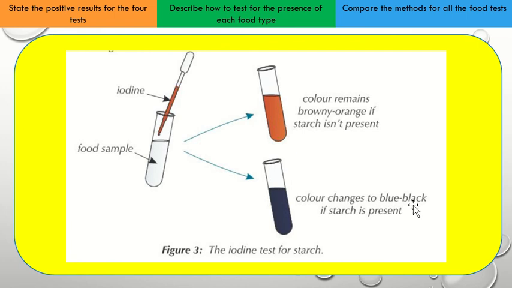Okay, you have to remember that phrase blue-black because that is what they're going to be looking for in your exams. So make sure you get your 2-step method for this. So I would say add iodine to a food sample. Then your next bullet point would be if color remains browny orange, starch isn't present. And then your third bullet point, if color changes to blue-black, starch is present.